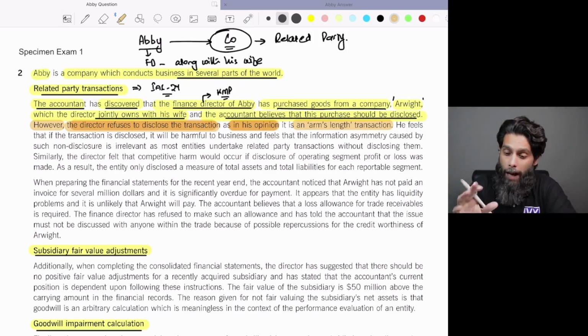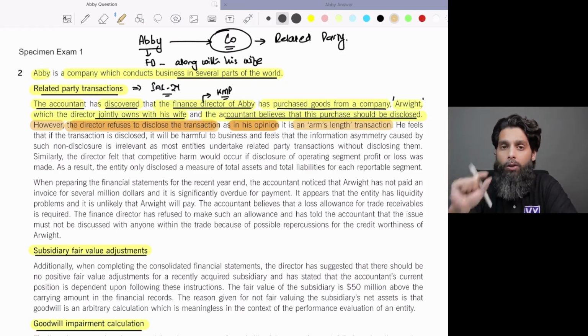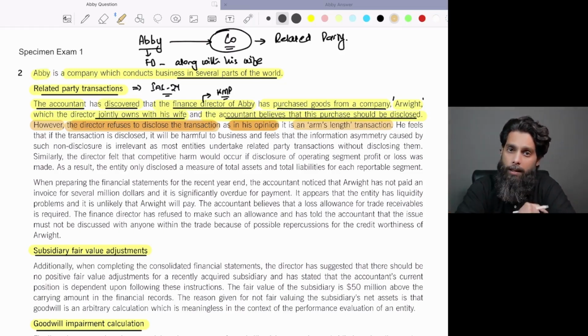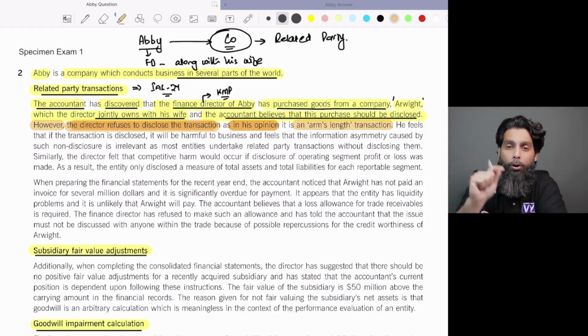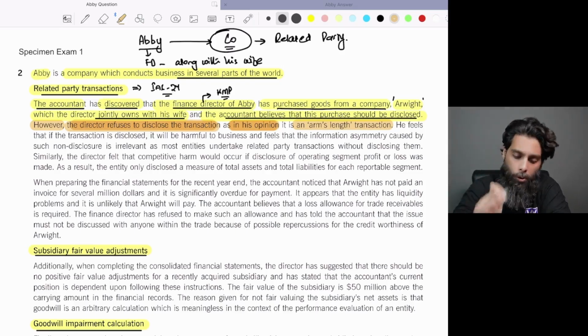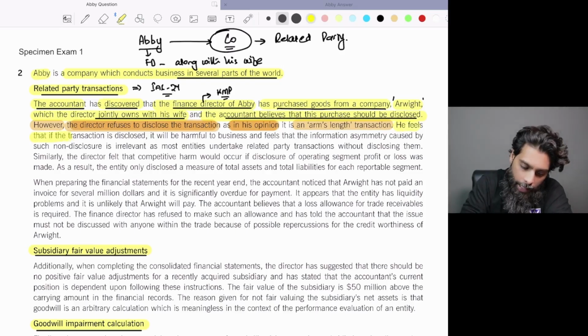Your director has some professional competence issues, because he is not clear, he is not sure about what the standard actually says. Now, if he's a finance director, he should be competent enough to make sure he knows what IAS 24 actually requires. Now, IAS 24 clearly says that even if the transaction with the related party happens on an arm's length basis, happens on a fair value basis, happens on a market practice basis, even then such type of transactions must be disclosed.